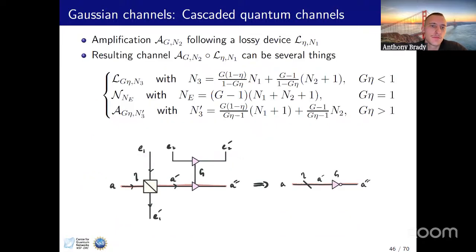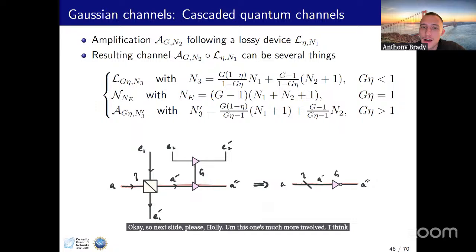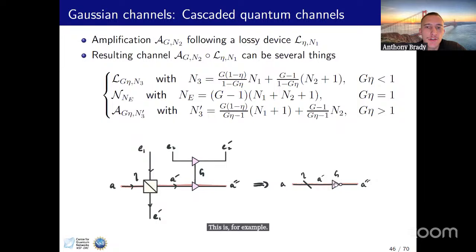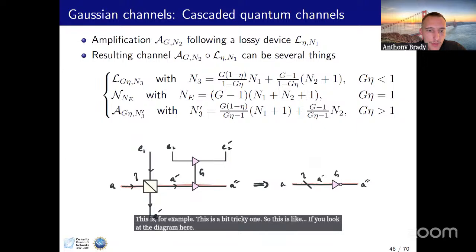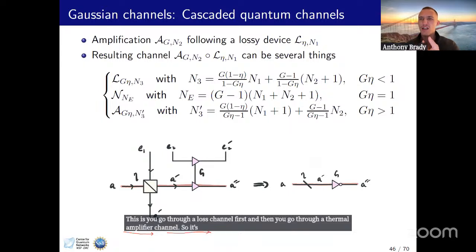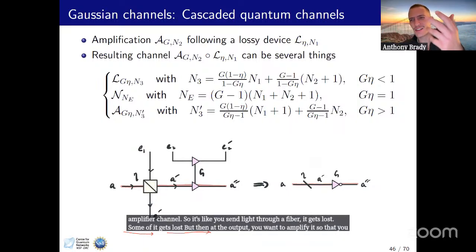This one's much more involved. I think this is described a lot in the notes. Actually, I have full derivations in the notes that were hopefully sent, but if not, we can also send them afterward. This is a bit of a tricky one. If you look at the diagram here, you go through a loss channel first, and then you go through a thermal amplifier channel. So it's like you send light through a fiber, some of it gets lost, but then at the output you want to amplify it so that you can measure it. Okay, so this is typical in classical optical systems, right?